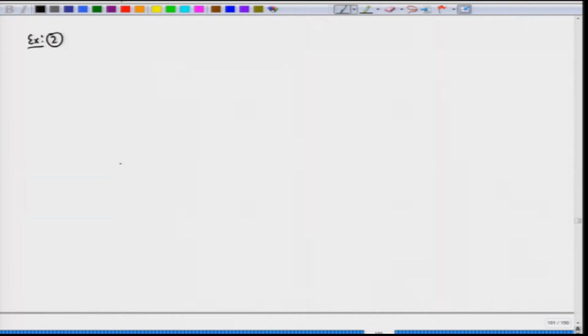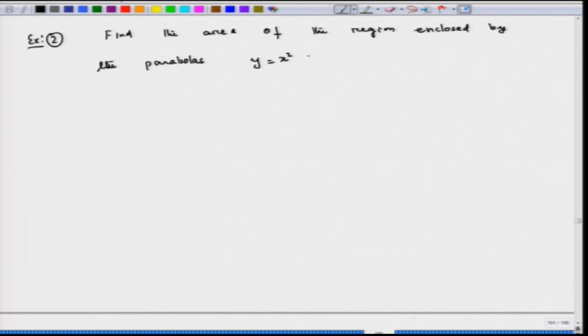Example 2: find the area of the region enclosed by the parabolas y equal to x square and y is equal to 2x minus x square.